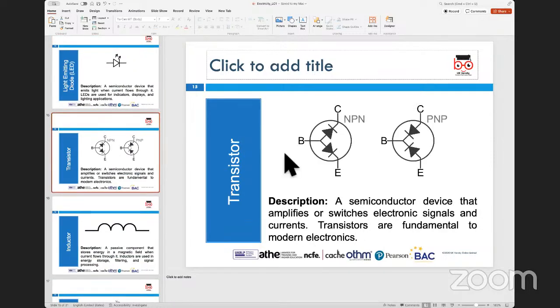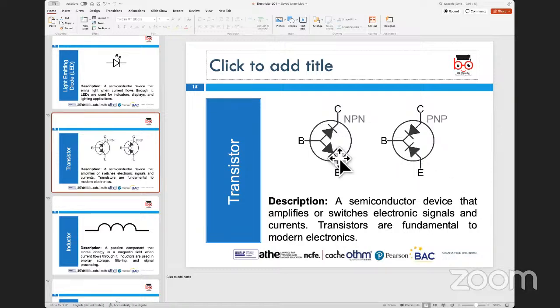Then we talk about the transistor. A transistor is a semiconductor device that amplifies or switches electric signals and currents. This is fundamental to modern electronic circuits. The function of the transistor is that it amplifies and switches electrical signals. There are two types, NPN and PNP. When we talk about NPN transistors, the symbol is a circle with three connections showing an arrow pointing out from the emitter. And when we talk about PNP, it is similar to NPN, but in this case, the arrow is pointing inwards towards the emitter.